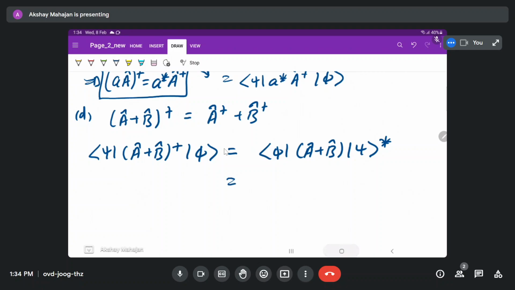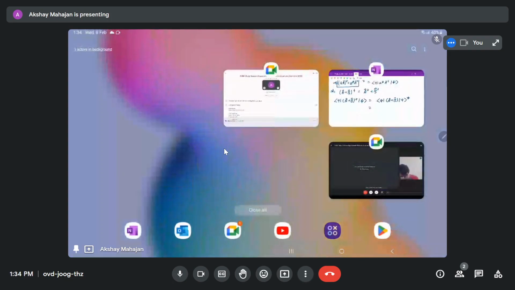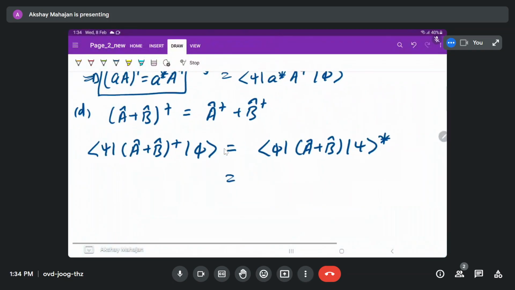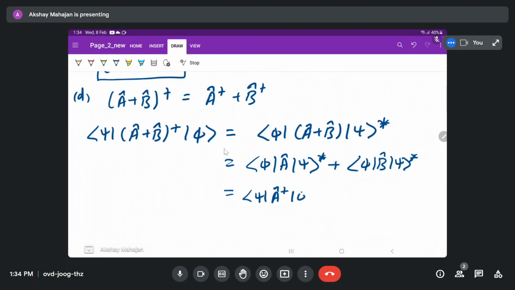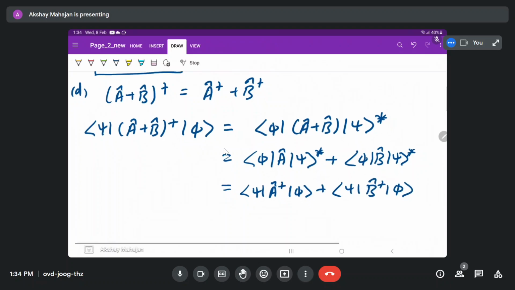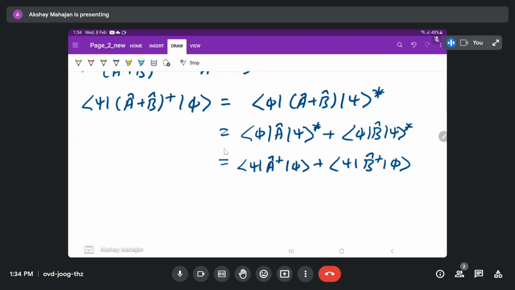Okay, now you can see the screen. Now we can write this as phi a cap psi star plus phi b cap psi star. Alright, and using our previous identity, I can write this as psi a cap adjoint phi plus psi b cap adjoint phi. So we have this, and then again we can write this as psi a cap dagger plus b cap dagger phi.